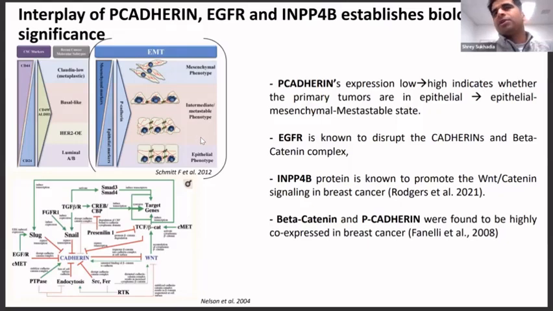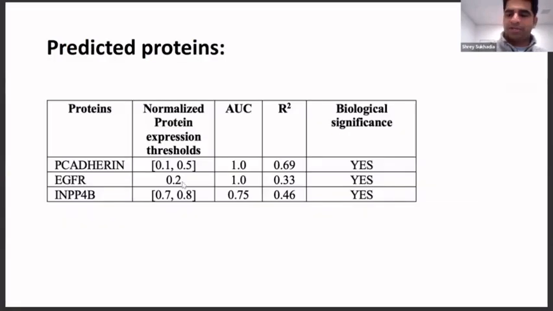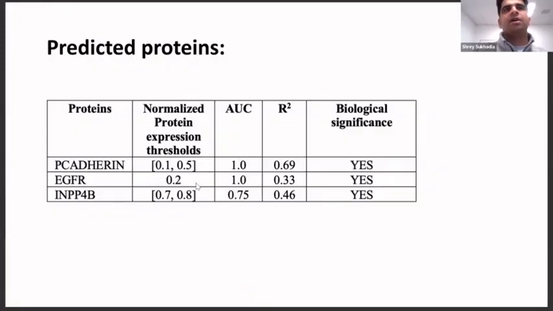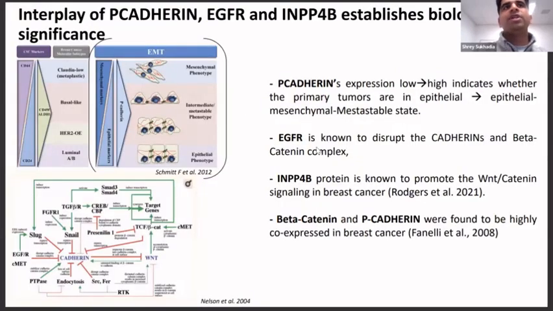Again, these proteins were measured using a very famous reverse protein array. It's called RPPA. It's very famous. It was done by MD Anderson Cancer Center. So very highly trusted expressions. Further, we got low expression of EGFR, and EGFR is known to disrupt p-cadherin.